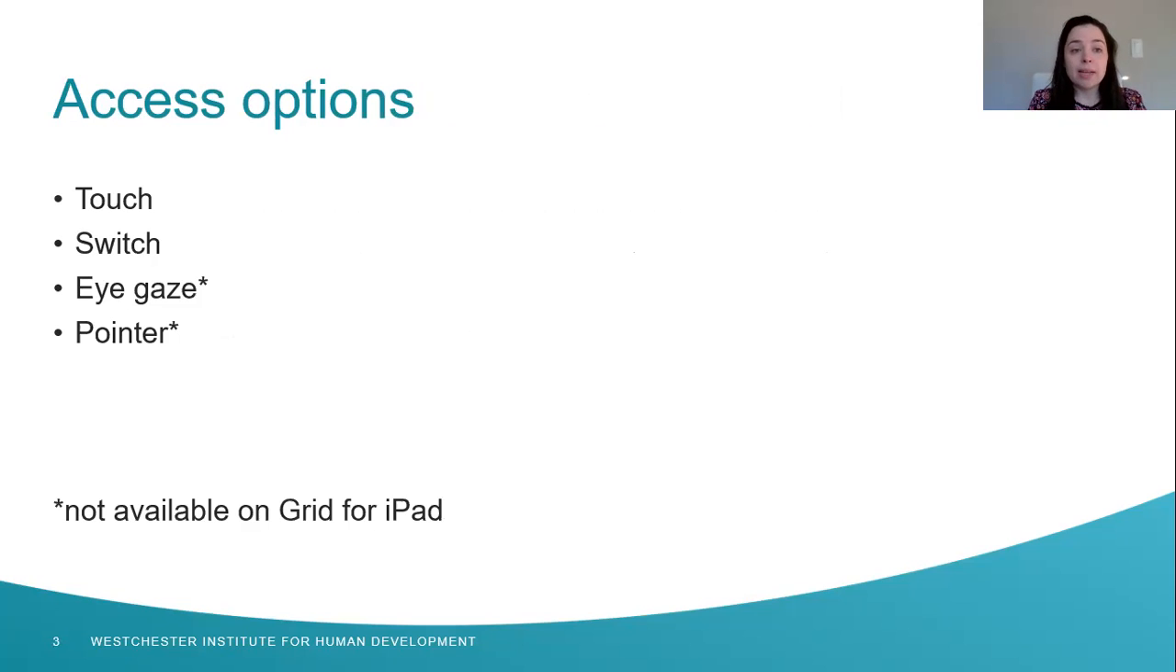There's robust access options. You can access through touch, through switch, joystick, eye gaze, or pointer. The eye gaze and pointer are not available on the Grid for iPad, but all are available on Grid 3 and the grid pad.